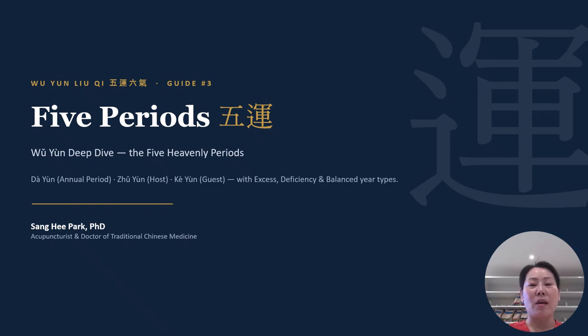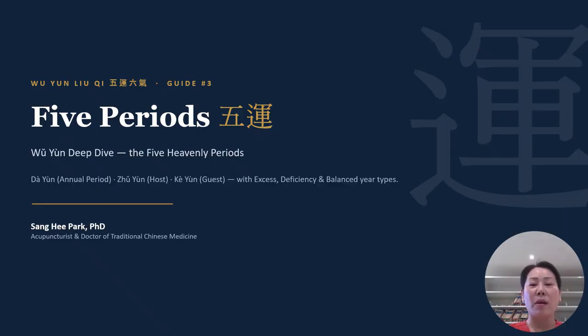The 6 Qi are a separate topic we cover in the next guide. So if you ever feel the two blurring together, just remember today, periods, Wu'un. Next time, Qi, Liu Qi.